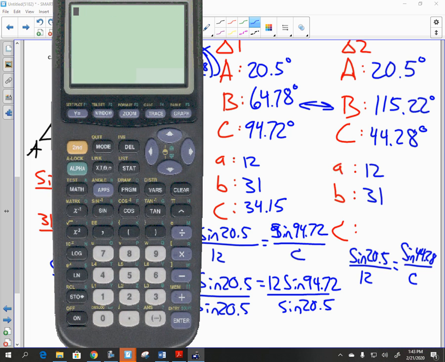Instead of writing it all out, I hope that by doing the law of sines, you guys have kind of caught on to it. It looks like I'm going to multiply these two, and I'm going to divide by this one, right? So 12 sine of 44.28 divided by sine of 20.5. And I get 24.14. Does it make sense that that's not my longest side? Yeah, it does.